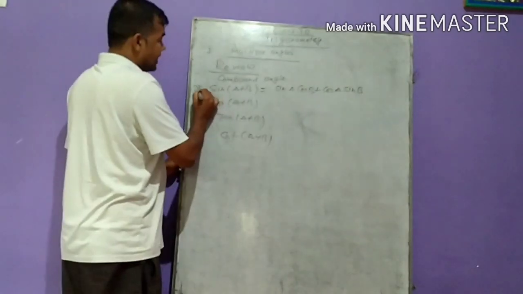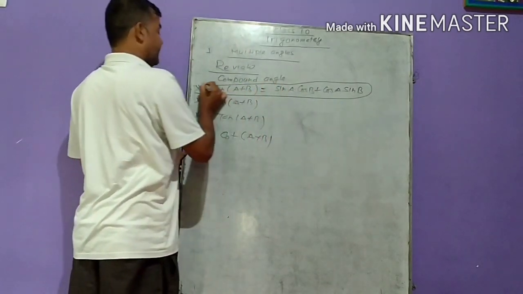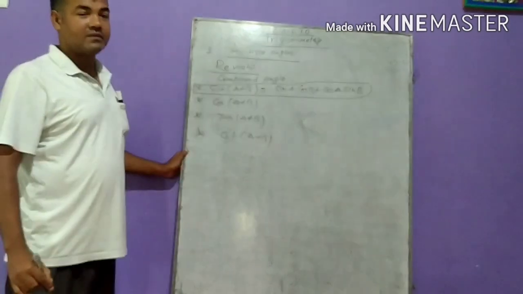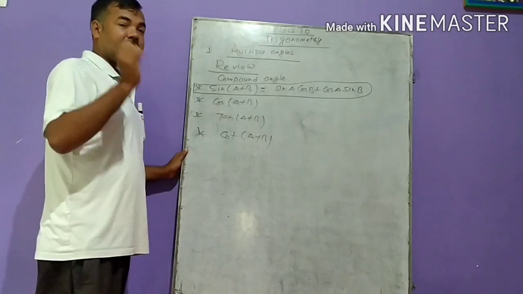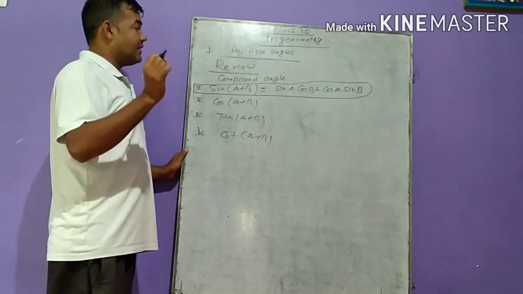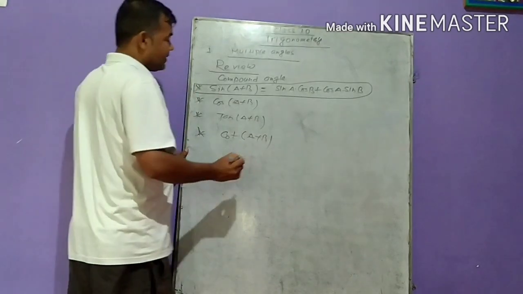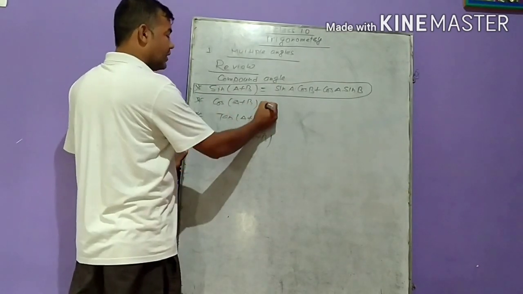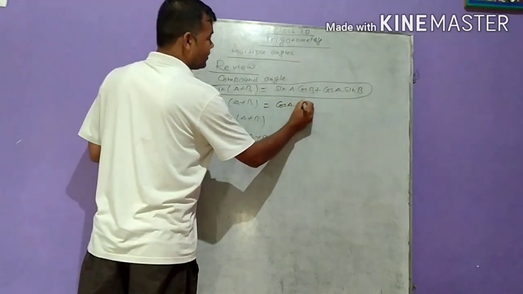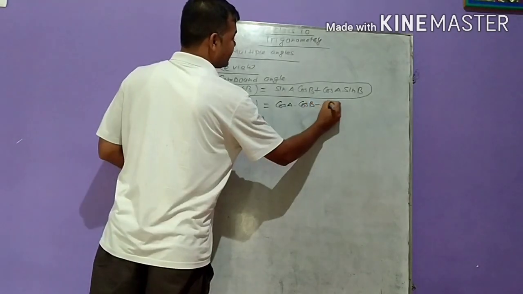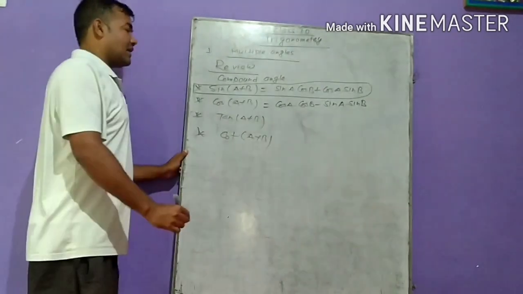This formula is our identity. I think you know very well the difference between identity and equation. All equations are satisfied by a certain number of values of the variable, whereas identities can be satisfied by any value of the variable. So it is one of the identities. In the same way, this is also one of the identities: cos A into cos B minus sine A into sine B.